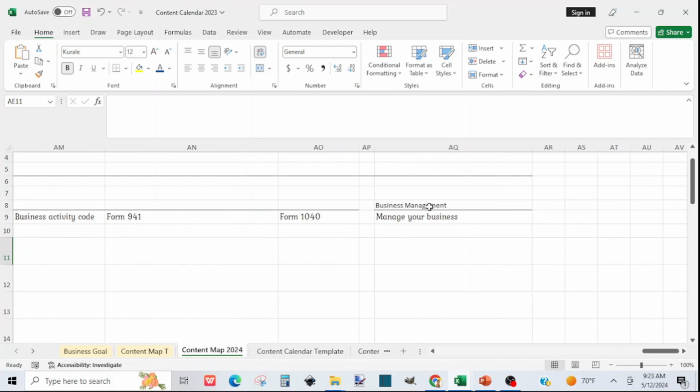So business management, we have manage your business. So those are the contents, the topics. But for 2024, I'd like to focus on bookkeeping. So instead of writing it down, we'll write it down later.